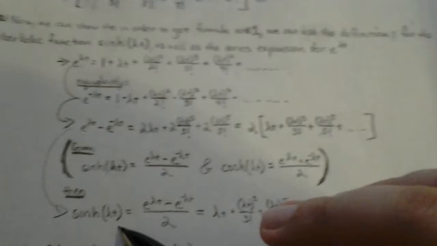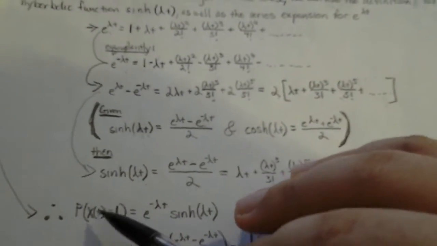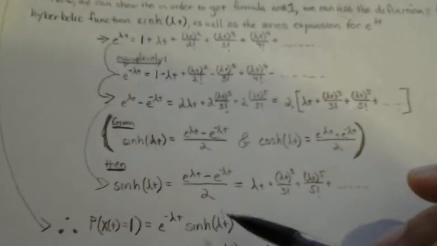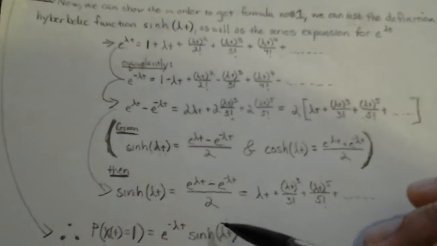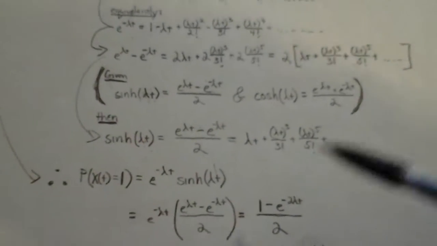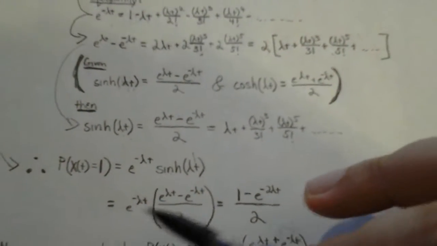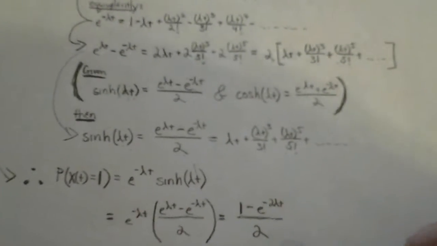We can actually plug in the hyperbolic sine into this above equation right here. Basically, our probability of x of t equal to 1 is going to be equal to e to the negative lambda t times the hyperbolic sine function of lambda t. And if we want to break that down, we can substitute this in. We can actually show it in terms of e directly. It ends up being this, which we can figure out to be 1 minus e to the negative 2 lambda t over 2.